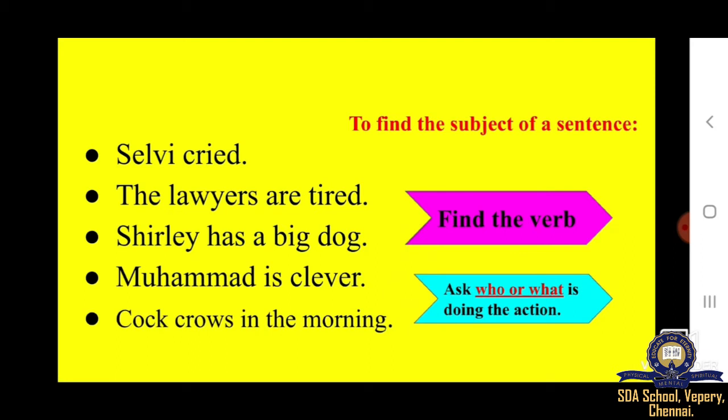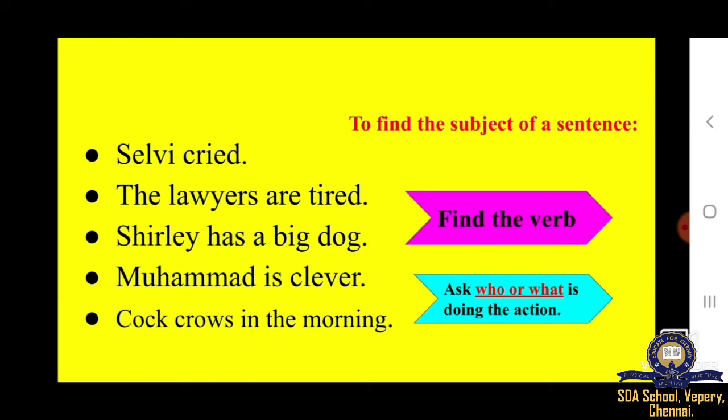And next sentence, Muhammad is clever. Muhammad is clever. So here if I ask question, who is clever? Then the answer is Muhammad. So here Muhammad is the subject.